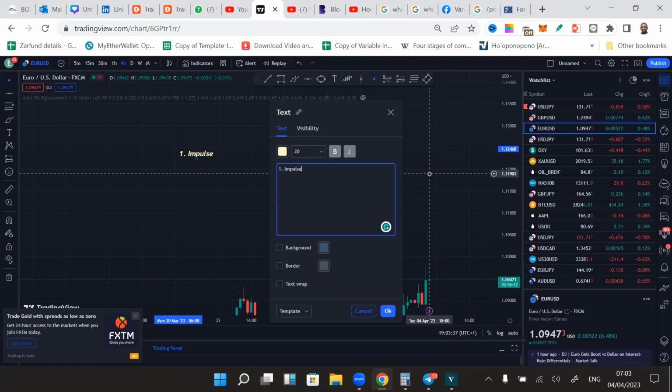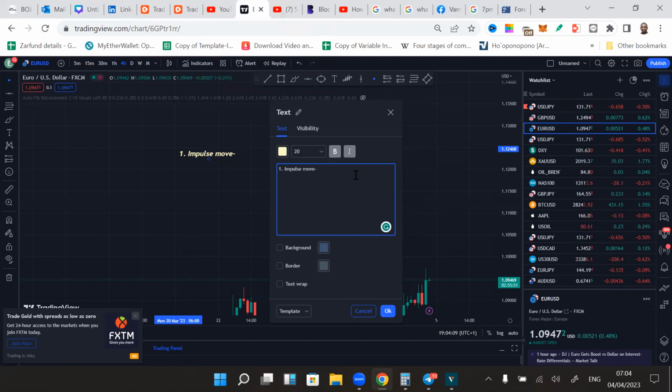First and foremost, guys, the first thing you want to see is an impulse move. An impulse move is a huge movement in a particular direction, like a massive movement in a particular direction. It can happen during news. It may also not happen during news. I will show you what an impulse movement looks like.